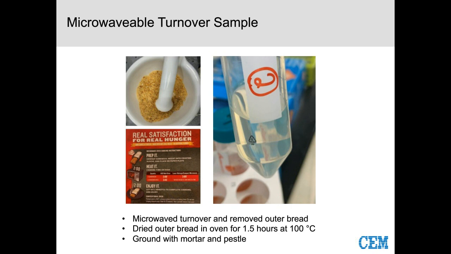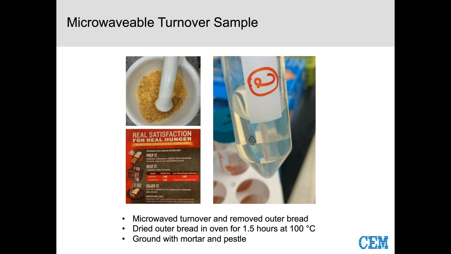So again, the way we prepped this is we prepared the microwave turnover as instructed. We heated it up, did it as in the microwave, and then we removed the outer bread. Again, we were looking for the sample that was in contact with the packaging, and then we dried that outer bread in the oven for 1.5 hours at 100 degrees C, and we ground that with a mortar and pestle, and then you see the actual sample we had there, and then the extract that we got for analysis.